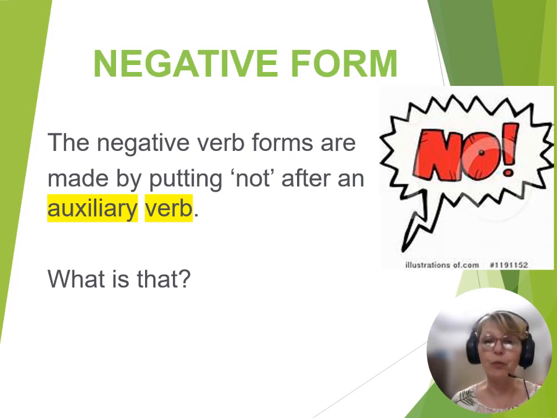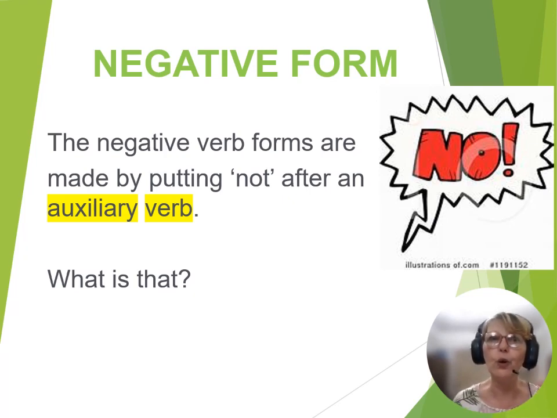The negative form. Negative form is simply saying, no, it's not true. Or if someone's asking me something, I am denying it. They might say to me, did you eat that last piece of chocolate cake? And I'm saying, no, I did not, or I didn't. The negative verb forms are made by putting not after an auxiliary verb.